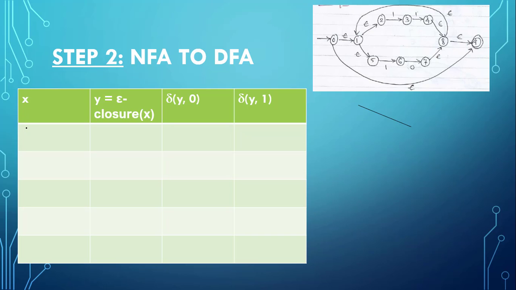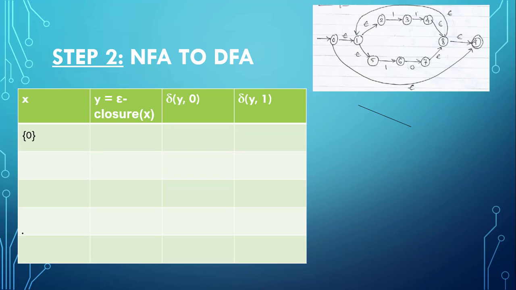Now x is nothing but we will be starting with state number 0, that is our start state, and go on finding the epsilon closures from this state and then find the transitions from each state over the first input symbol, that is 0, and the second input symbol, that is 1. Then considering the distinct sets appearing in the transitions over 0 and 1, we will take them as the next values of x.